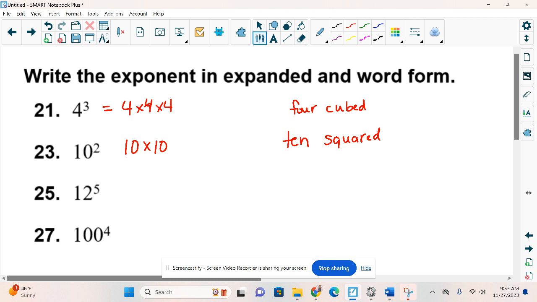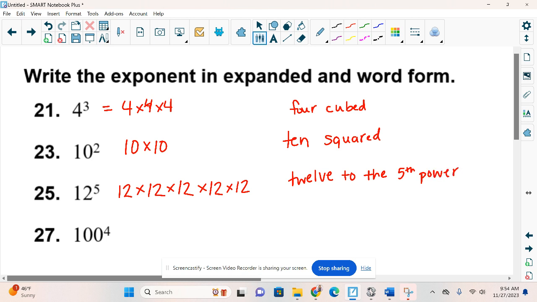And then how would we write out number 25? 12 times 12, 5 times, right? 1, 2, 3, 4, 5. What would the word form be? Alright, 12 to the 5th power, or power of 5. Either way.